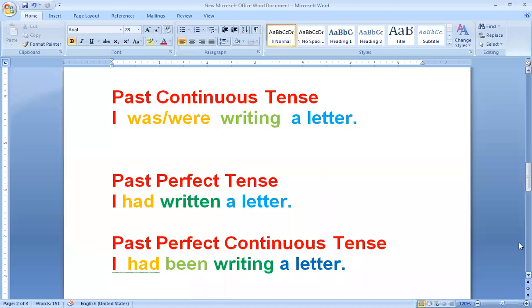So next tense, that is future tense, which is again classified into four subtenses: simple future tense, future continuous tense, future perfect tense, and future perfect continuous tense will be taken in our next session.